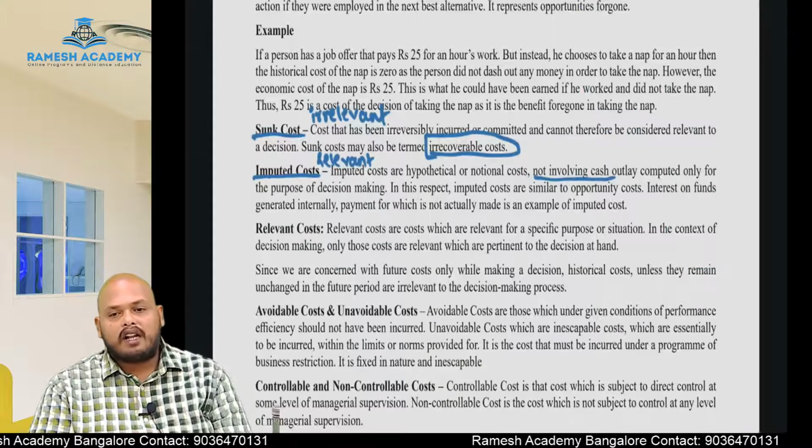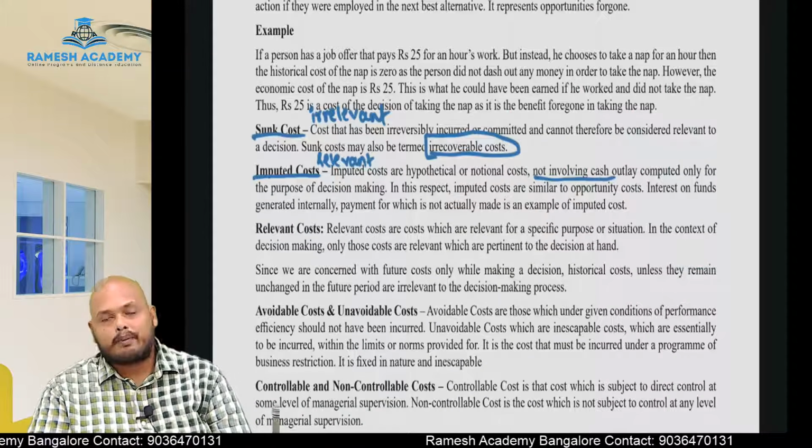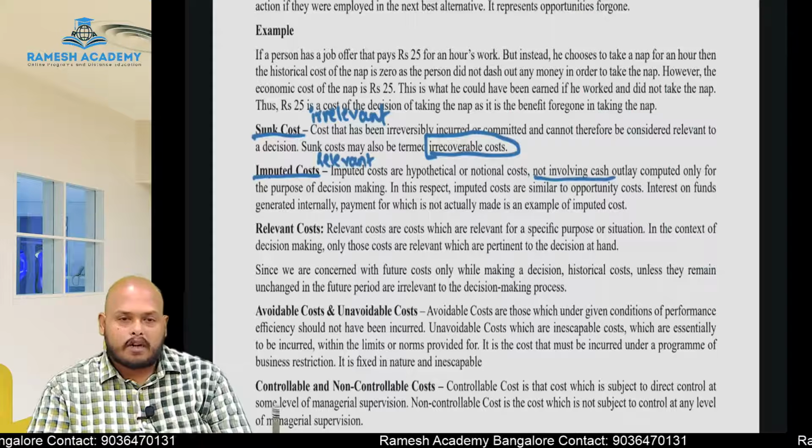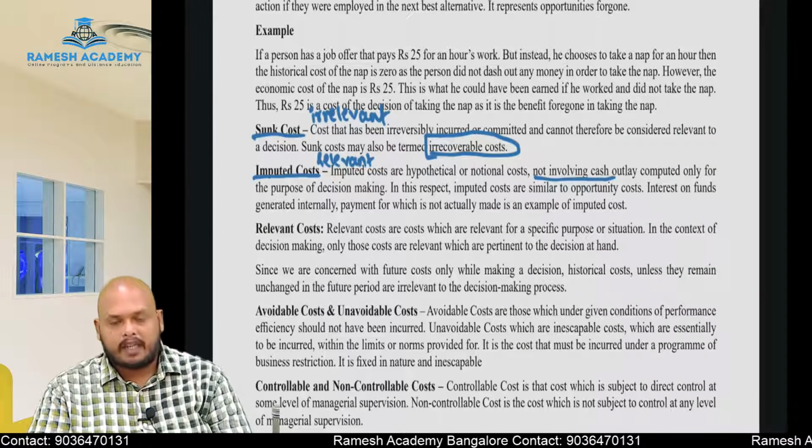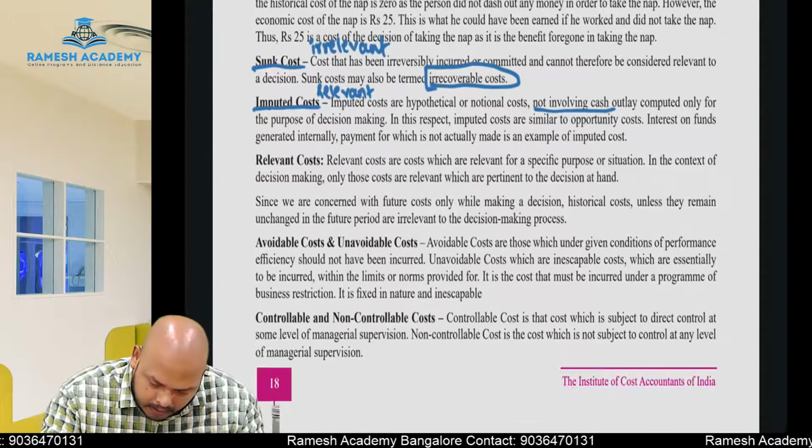Imputed costs are relevant for decision making purposes. Imputed costs are what, Nana? They are relevant for decision making purposes. Next, Nana.